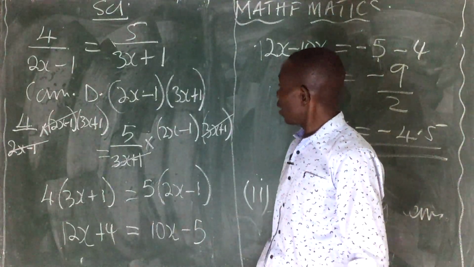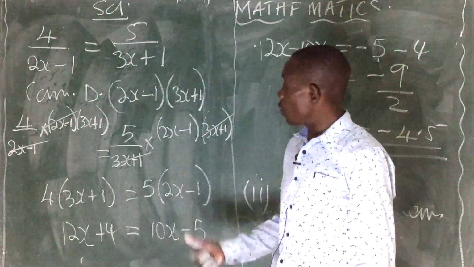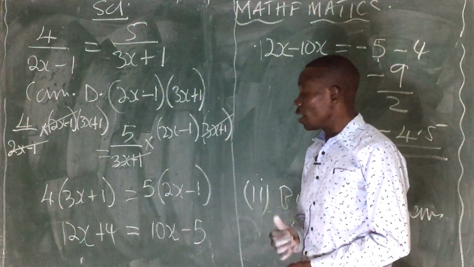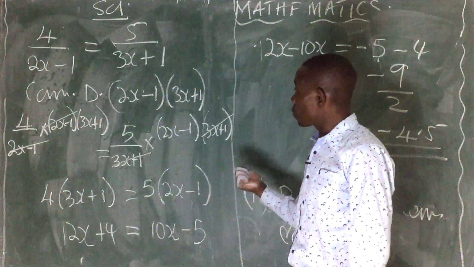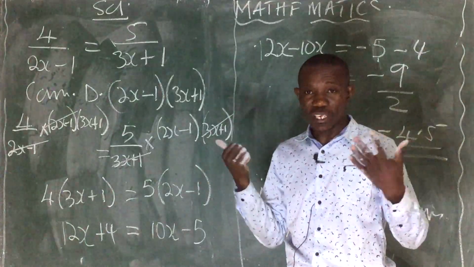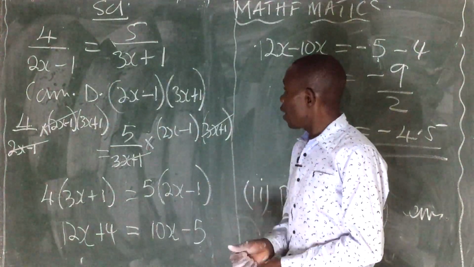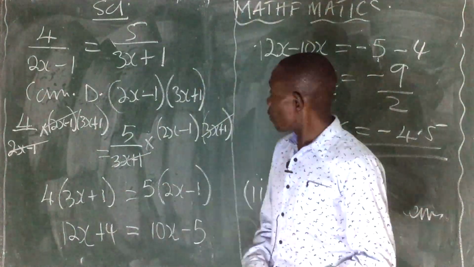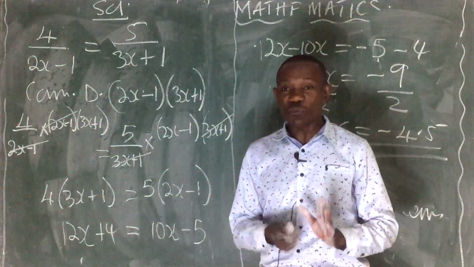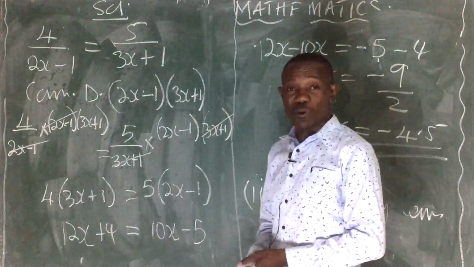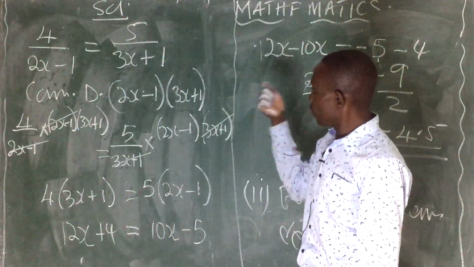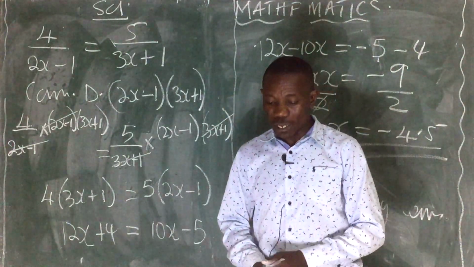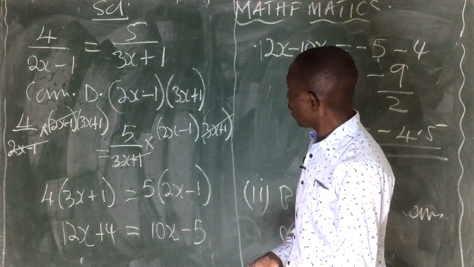So you can consider cross multiplication or just multiplying by a common denominator. Please let me emphasize that cross multiplication is carried out better when you have two fractions, one on the left hand side and another on the right hand side. But if you have more fractions, we can consider what? Multiplying all the terms by a common denominator. Right, so this is what we have.